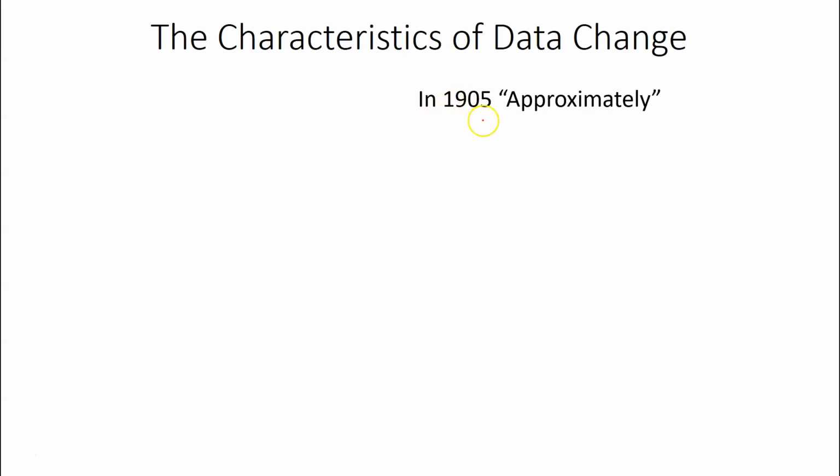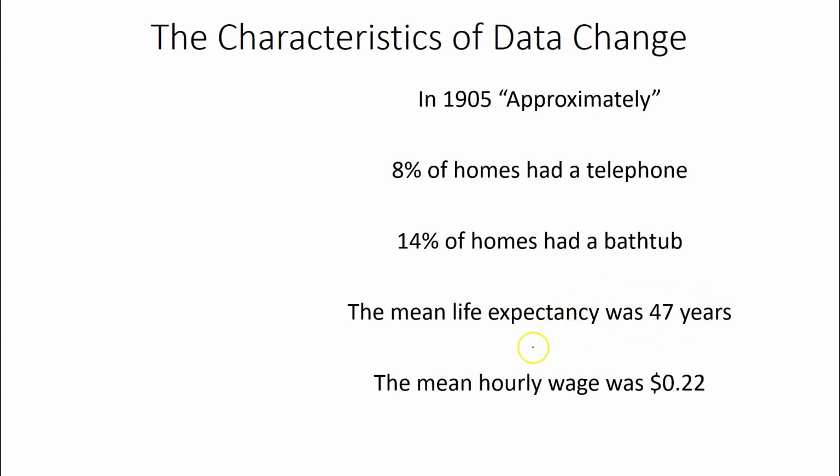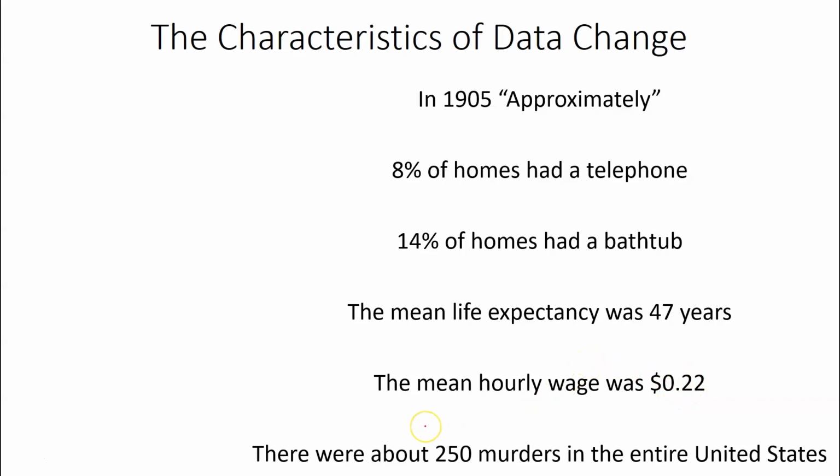So, for example, in 1905, approximately 8% of homes had a telephone. Well, that definitely went through some changes. 14% of homes, and notice this is a mean, an average, the number of homes with bathtubs, the mean was 14%. Hopefully that one has changed. The mean life expectancy was 47 years old. The mean hourly wage was 22 cents an hour. And in 1905, there was around 250 murders in the entire United States.